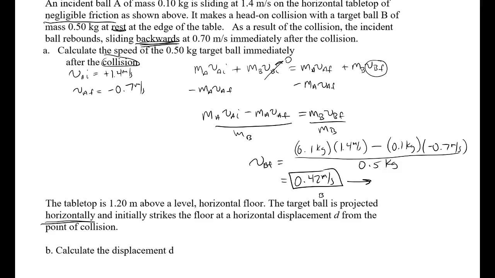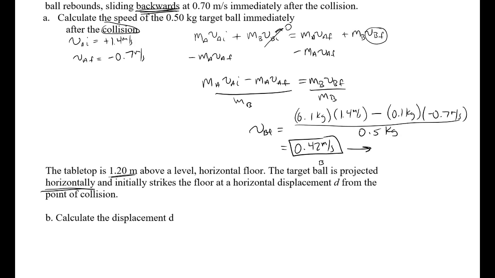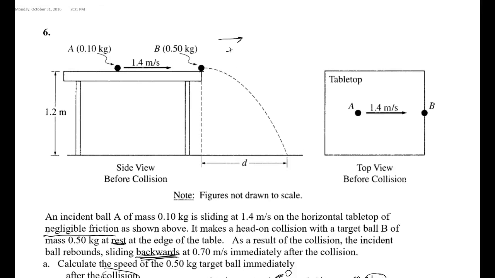It's projected horizontally and initially strikes the floor at a horizontal displacement D from the point of collision. Calculate the displacement D. Now, we know the tabletop is 1.2 meters above the level. So if I go back up here, this is 1.2 from here, from there to there, which it already says over here.